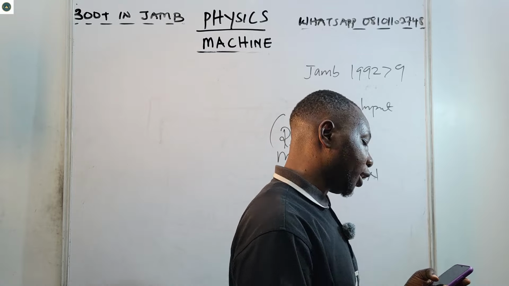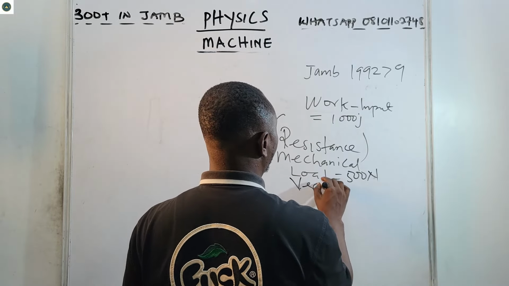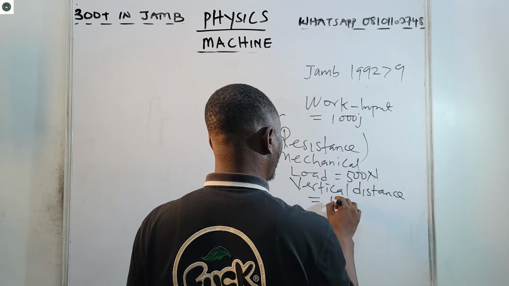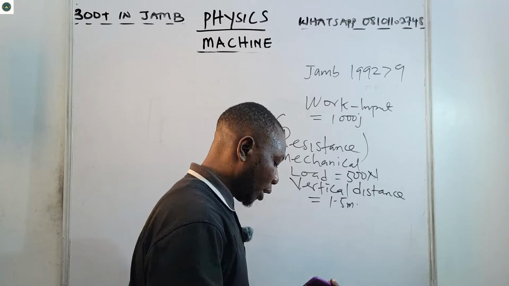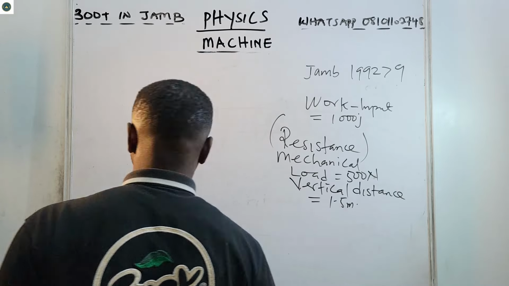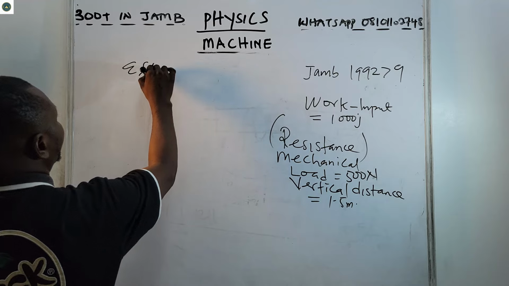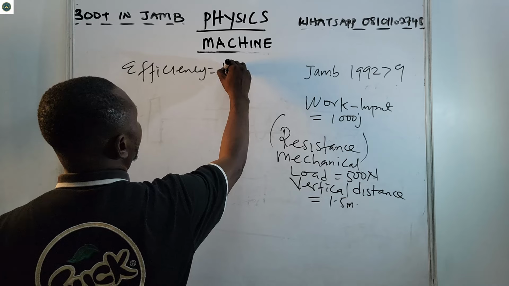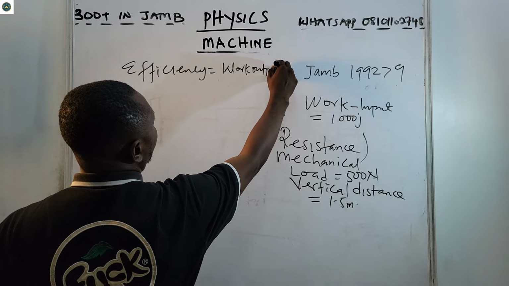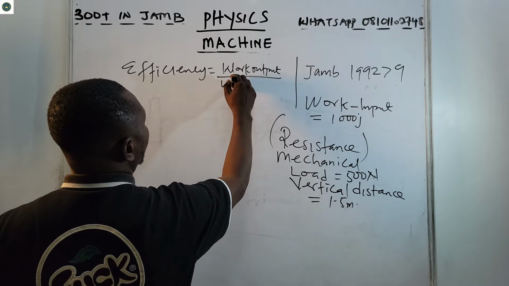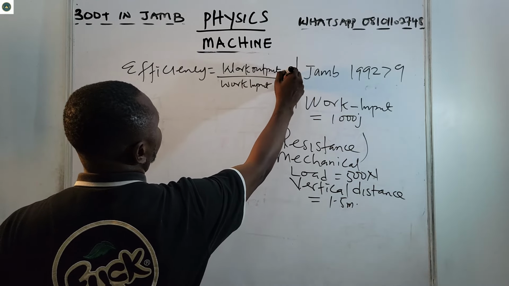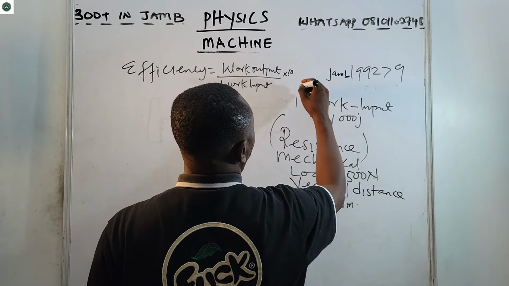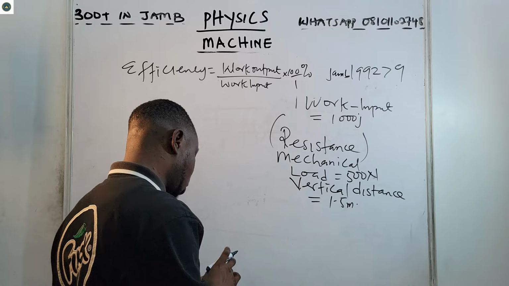Now, it's needed to raise it through a vertical distance. So there is need for vertical distance, and the vertical distance is 1.5 meter. We have to calculate the efficiency. We know that efficiency is work output over work input times 100% over 1.